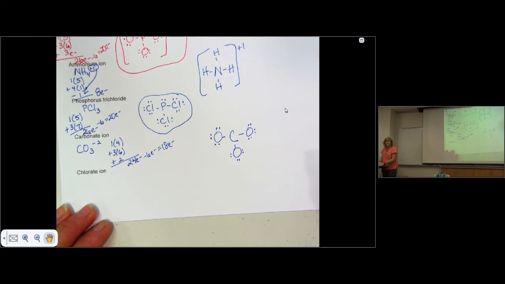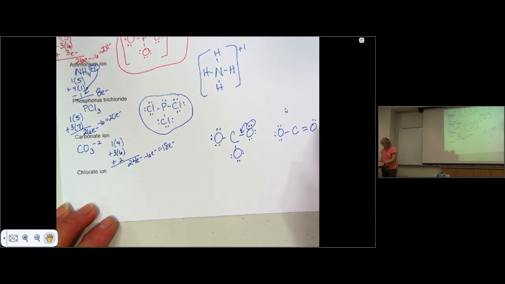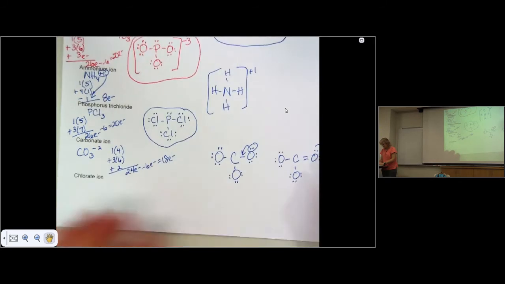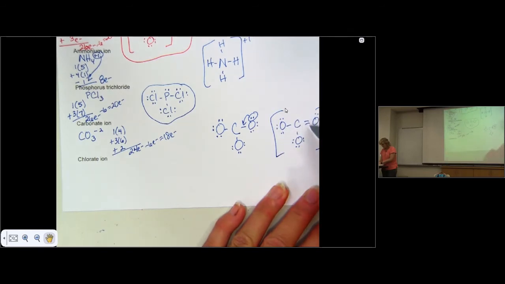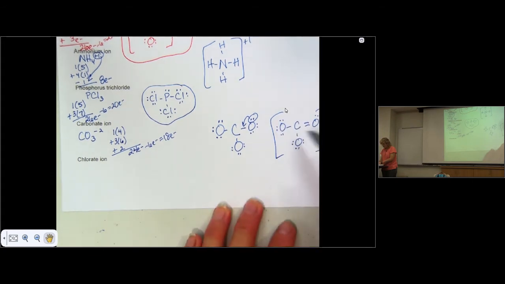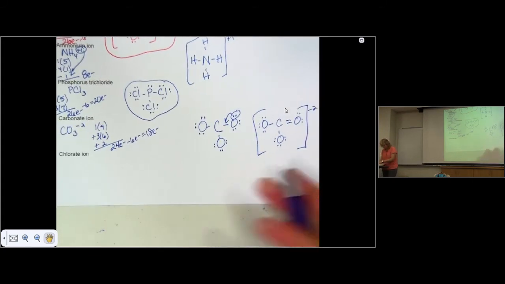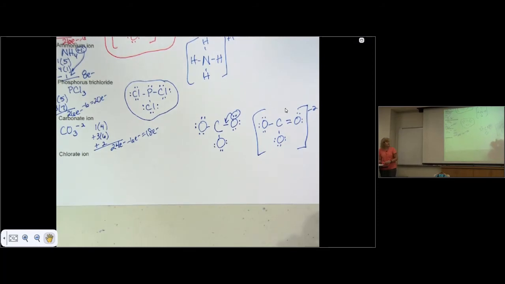And then what? You have to put a double bond. Have you seen one like this before? Who was it? Nitrate. Nitrate. So you have to make a double bond. Now I'm going to be tricky. I'm going to put the double bond up there. Does it matter? No. So 2, 4, 6, 8, 10, 12, 14, 16, 18, 20, 22, 24. And there are 8 around carbon. Yes or no?